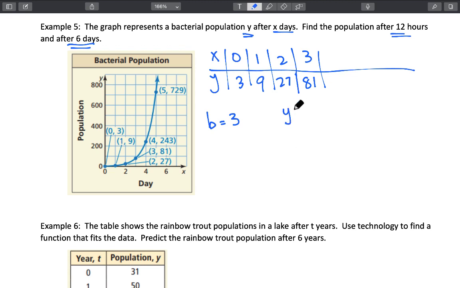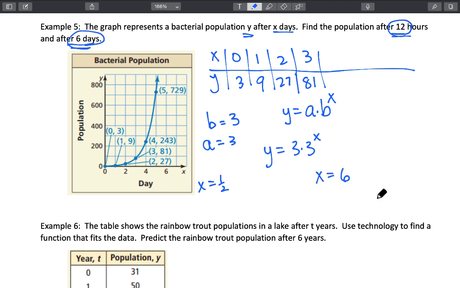Now keep in mind our growth factor here is our b value in that general form of y equals a times b to the x. A represents our initial value, which occurs when x is 0, and it looks like that is also 3. So we could actually write the general form of this equation, y equals 3 times 3 to the x. Now we want to know what the population is after 12 hours. 12 hours is half a day, so that means evaluate this when x is 1/2. And we also want to find out what it is after 6 days. So evaluate this when x is 6.